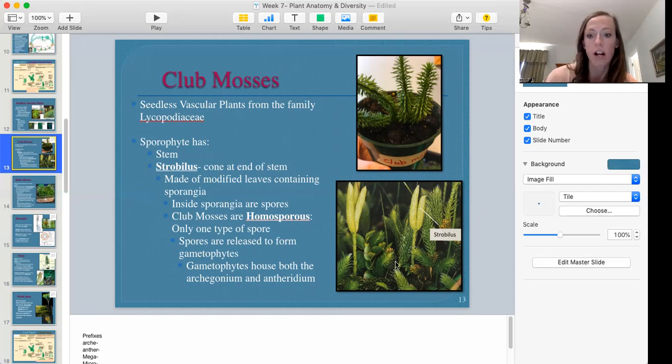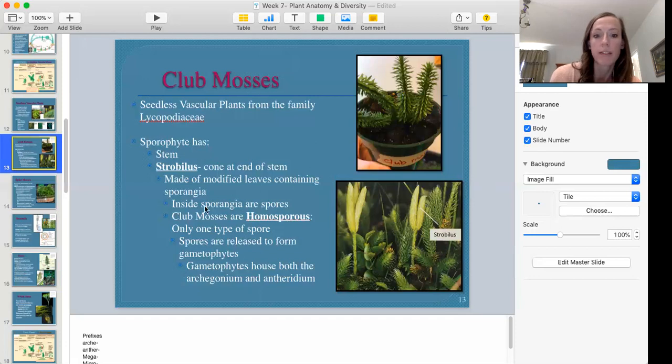So again, this is our sporophyte generation will produce spores, and that of course has to happen through meiosis to reduce then the chromosome number. So it's now going to be haploid once the spores are developed from meiosis, from meiotic division. So once the spores are produced, then they are released to form into gametophytes. And gametophytes are then able to house both the archegonium and the antheridium in club mosses.